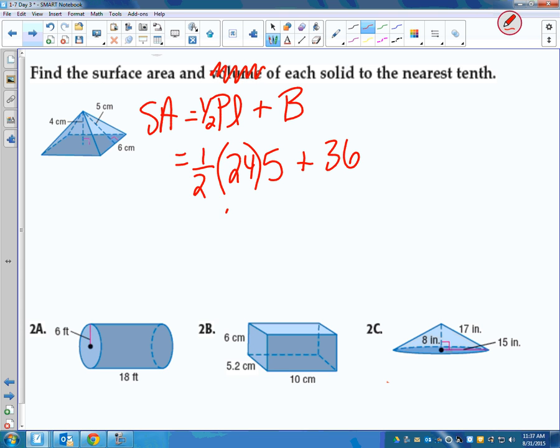So 12 times 5 is 60 plus 36, I think would give me 66. And if we're talking about area, just kidding, 96. Come on, Dave, give me a break.